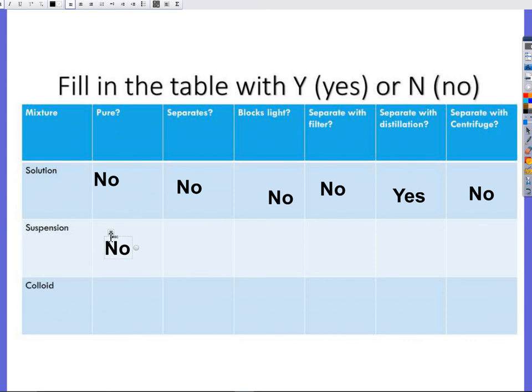Suspensions are not pure. They will separate. You can see the two distinct layers. It will block light. You can separate it with a filter. You could also separate it with distillation. You could also separate it with a centrifuge.